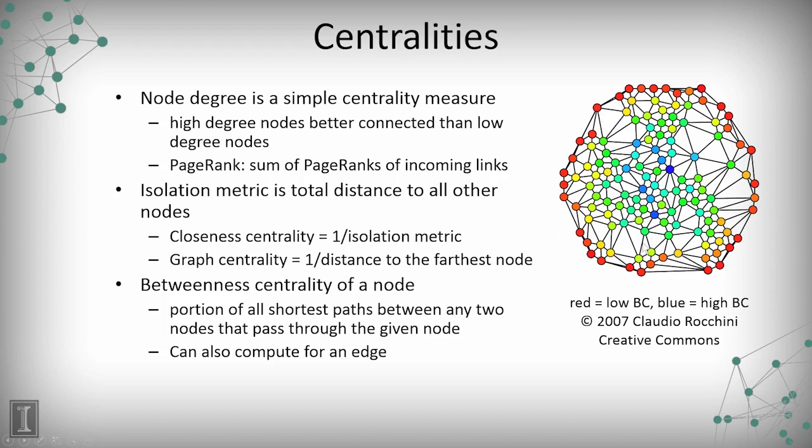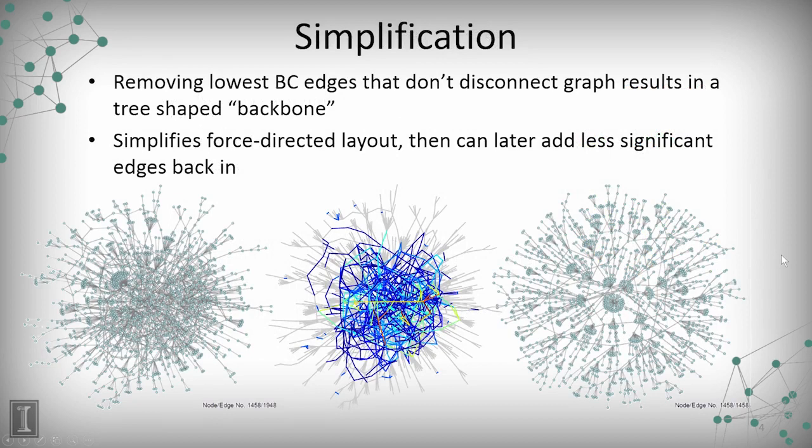And you can also compute that for an edge. How many shortest paths go through an edge? So we can use that betweenness centrality or any of these centrality metrics to simplify a graph. For example, if I compute the betweenness centrality of edges of my network of yeast proteins, edges that have low betweenness centrality have few shortest paths going through them, and edges with high betweenness centrality have a lot of shortest paths going through them.